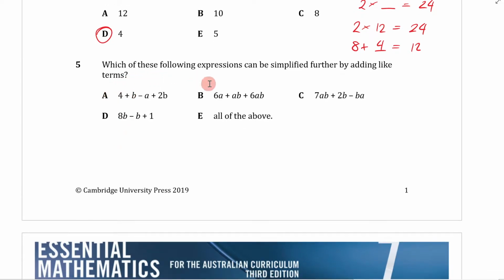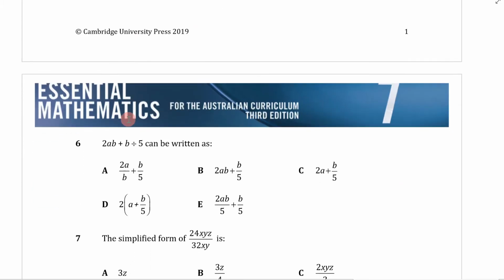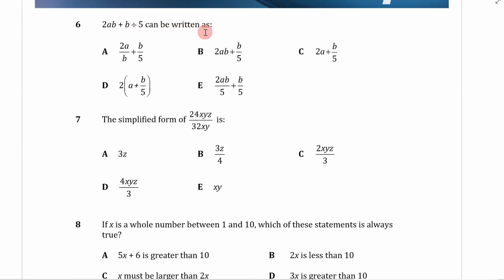All right, next. Which of the following expressions can be simplified further by adding like terms? There are no like terms here. Remember, a like term means it has the same... oh, no, look. That's a like term. So that would work. We could add those together. We could add this together. They're like terms. We could add these together. They're like terms. All of the above. What a tricky little question that was. So the answer there is E, all of the above. All of them have like terms that you could add together. Silly question.